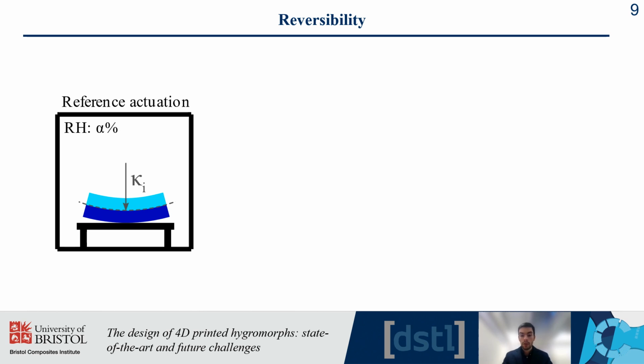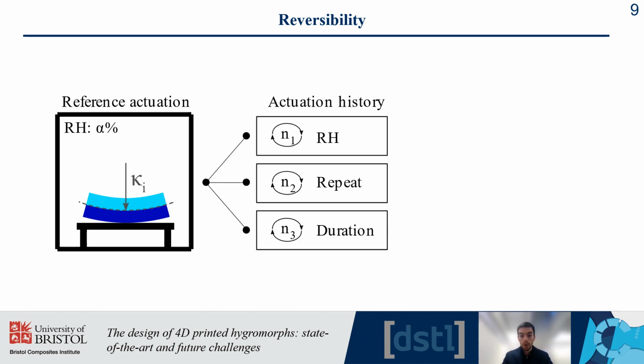I want to discuss one of the most important for applications, which is reversibility. The way it works is that you have your structure, you immerse it in a specific relative humidity, in that case alpha. You measure its deformation, kappa I in that case. Then you give it what we call an actuation history. That means that you condition it for N1 relative humidity, for N2 repeats, and during N3 hours, days, or whatever time you want this repeat to occur.